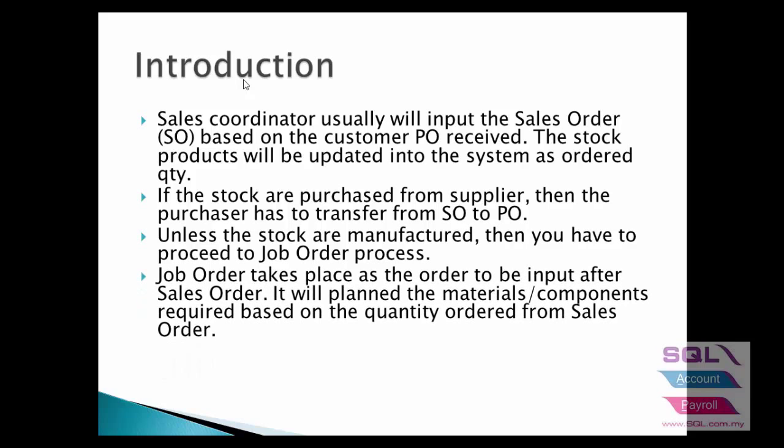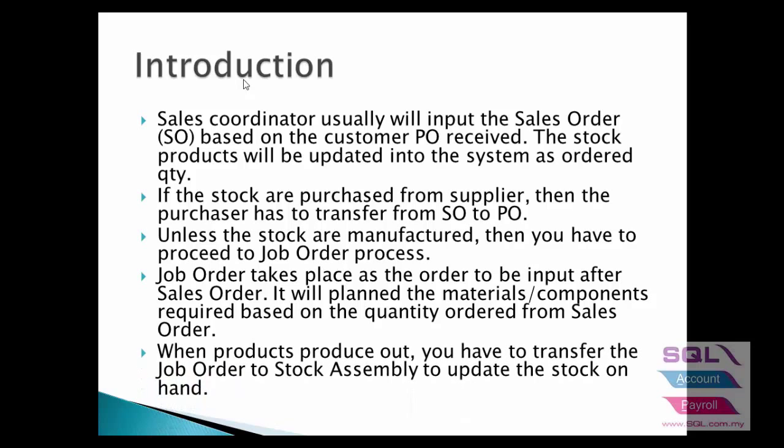Job order takes place as the order to be input after sales order. It will plan the material and components required based on the quantity ordered from the sales order. When the product is produced, you have to transfer the job order to stock item assembly to update the stock on hand.